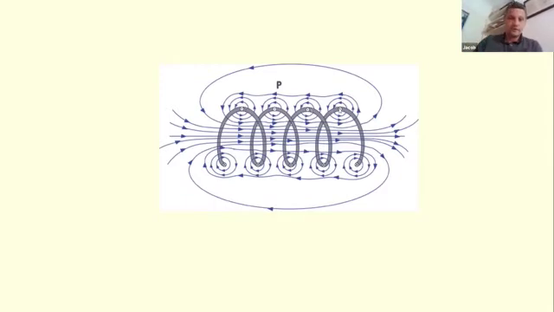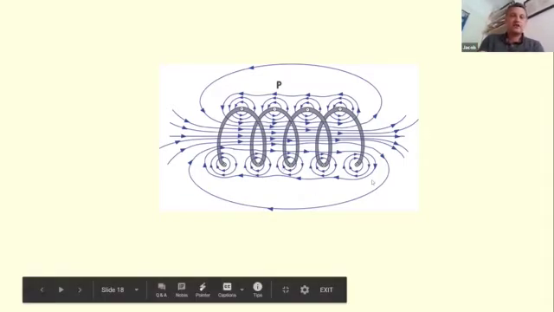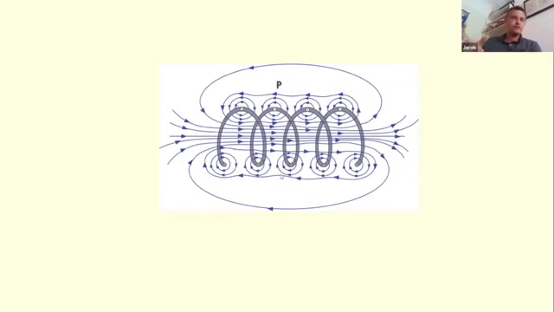If you go to one at the bottom, Miss, that one is going into the page. So again, get your thumb, put it in towards the screen you're looking at, and you'll see your fingers curl around in that same direction. That wire and all of those other wires along the bottom are creating their own little magnetic fields along the bottom. Now, what you can see is just outside of those concentric circles, they kind of join up.